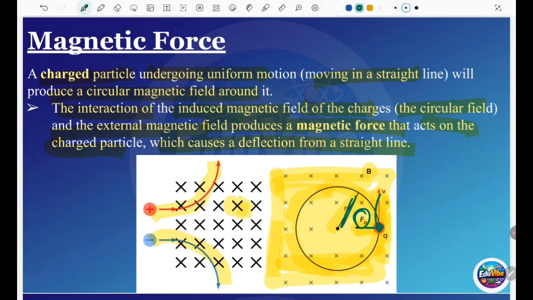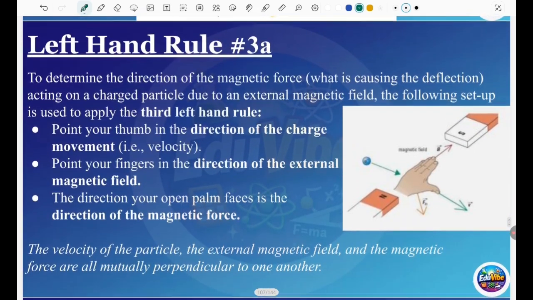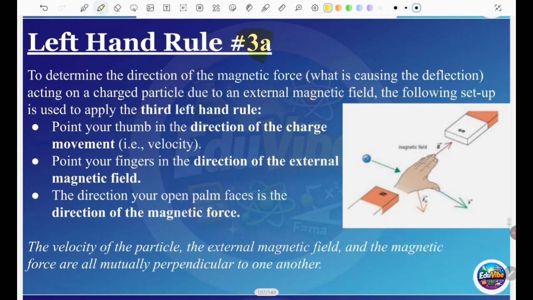That's why we use the left hand rule again, to find where the magnetic force is, where the magnetic field is, and where the velocity goes, that is, in which direction the particle is moving. So that's what we can discuss with left hand rule number 3a. This is the number 3a rule.